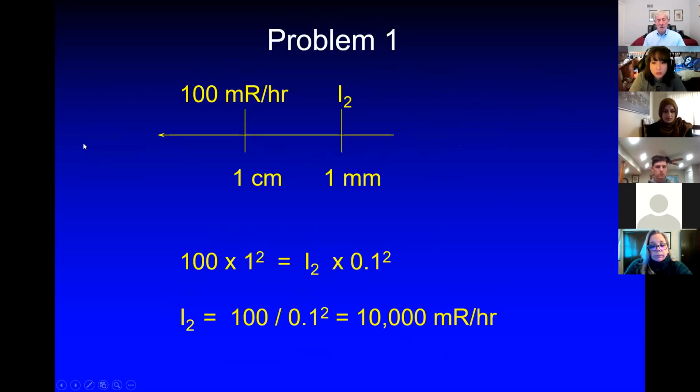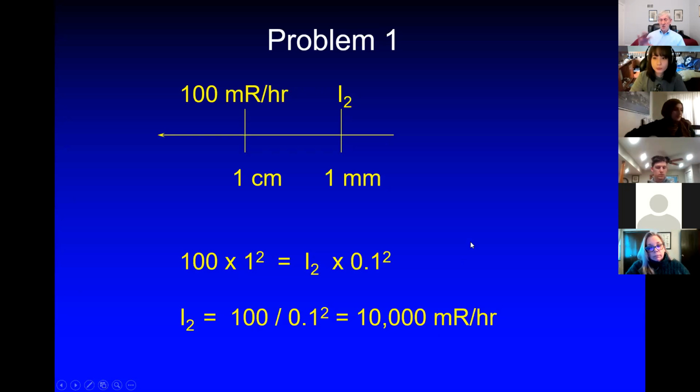Let's take a look at the solution. We have 100 times 1 squared is equal to I2 times 0.1 squared. Remember, this is 0.1 of a centimeter. These units have to be the same. If you mix them up, you're guaranteed failure. Or you could say this is 100 times 10 millimeters squared is I2 times 1 millimeter squared. It's all the same. So I2 will be 100 times 1 squared divided by 0.1 squared. And that will give you 10,000.